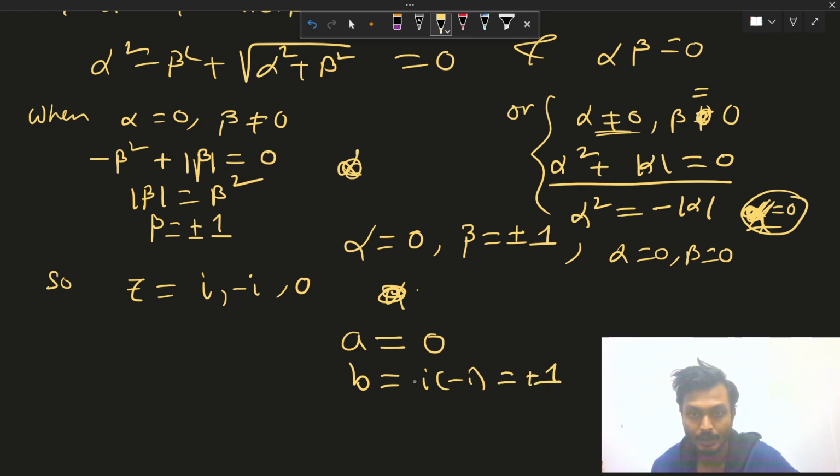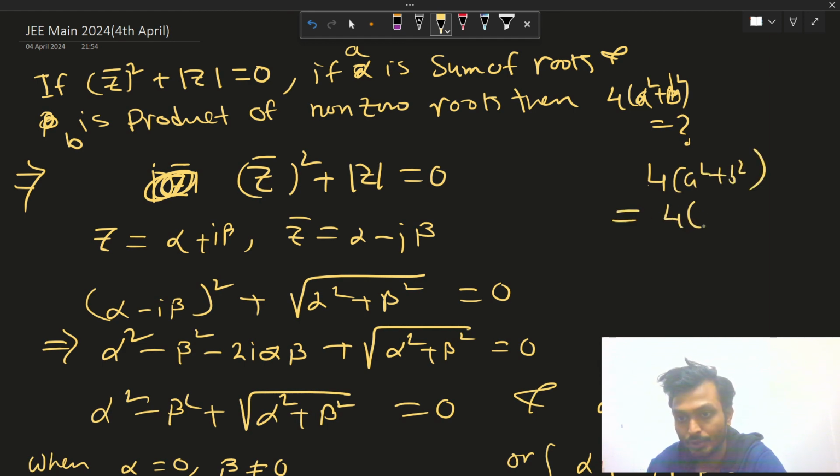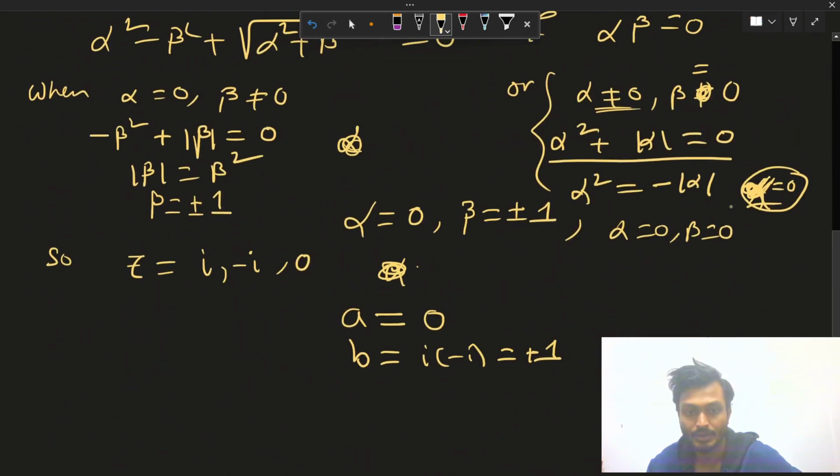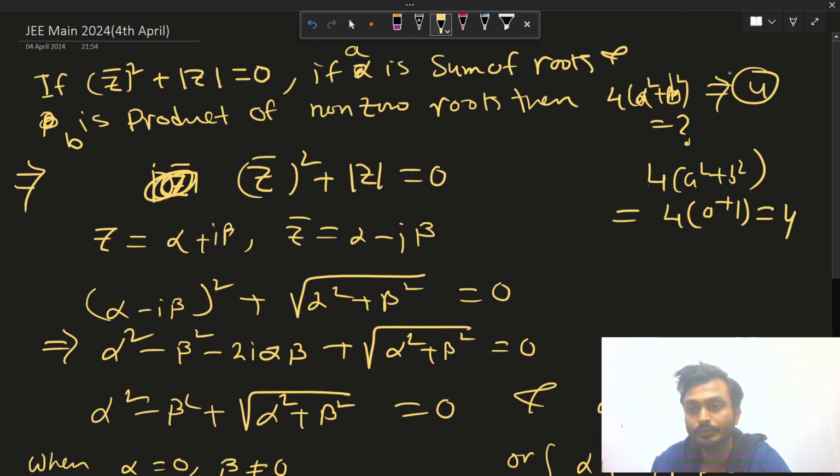So we get a and b. Now we have to find 4 into a square plus b square. This will be 4 into, a square means 0 and b square means 1. So this will be 4. So for this question, the answer will be 4.